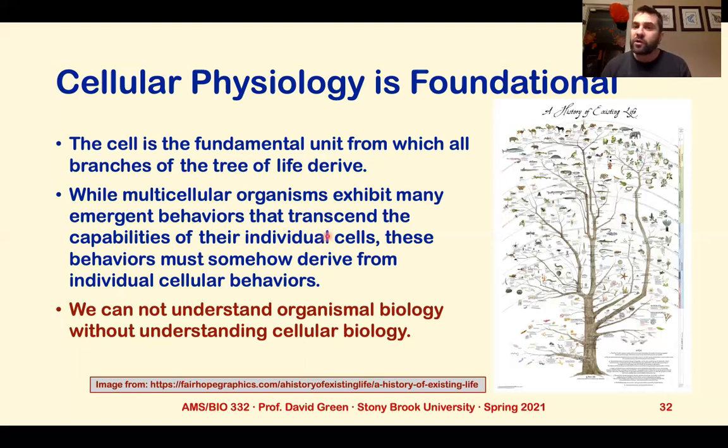Certainly, multicellular organisms can exhibit behaviors that go way beyond the capabilities, the behaviors observed in unicellular organisms. But these higher order, if you will, these emergent behaviors of a large multicellular organism like a person or like a tree, these behaviors must in some way derive ultimately from how individual cells are acting and how they're coordinating their behavior.